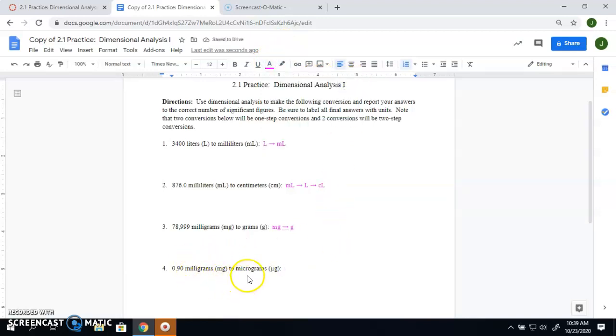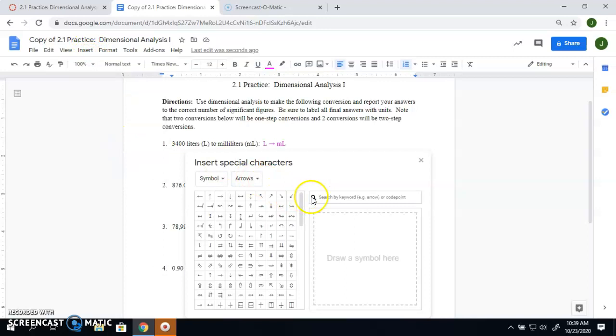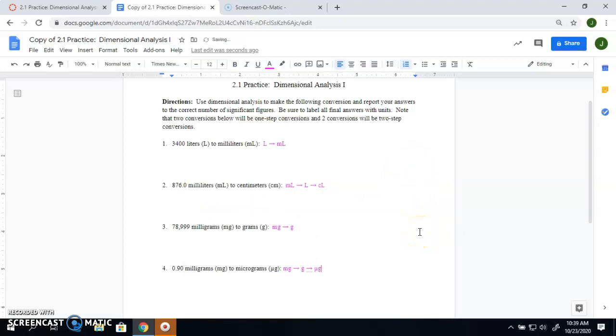We go from a prefix to a prefix. So we have to go from milligrams to grams and then to micrograms. And to get the micro in here, I think I've got to go to Insert, Special Character, Micro. Okay, micrograms. So again, we can see that there are two arrows, so you're going to need two fractions, two different conversion factors.